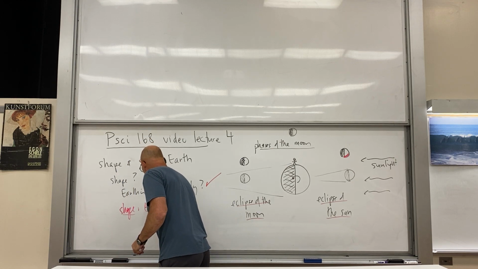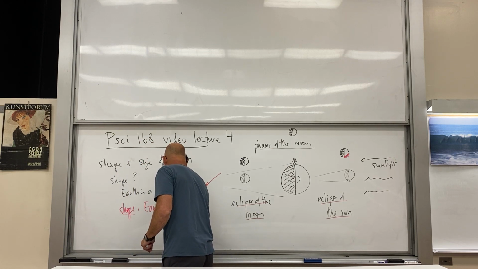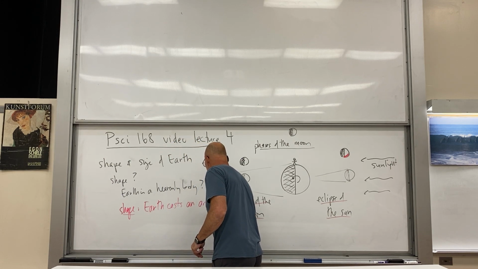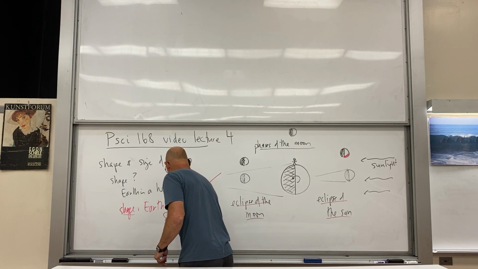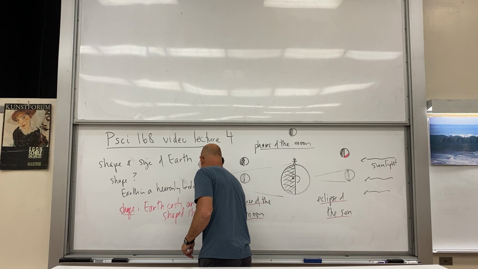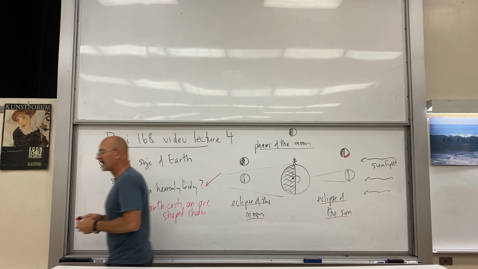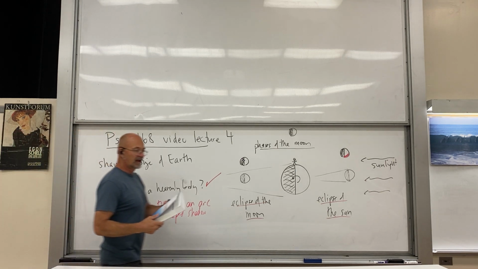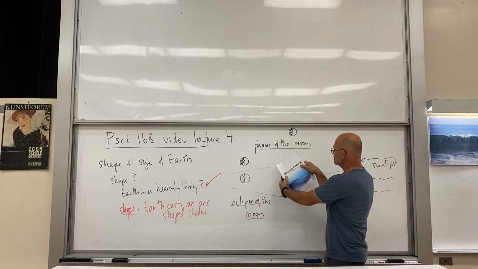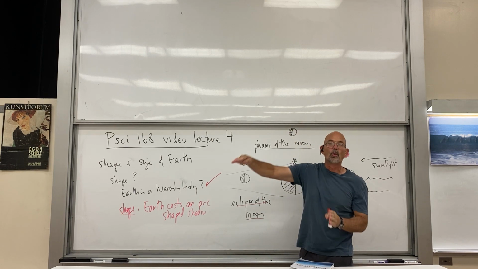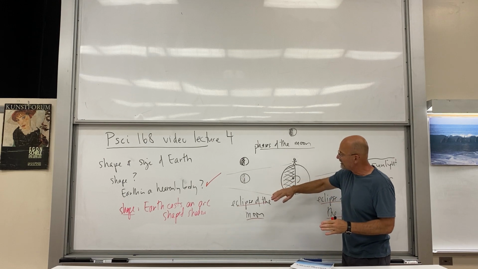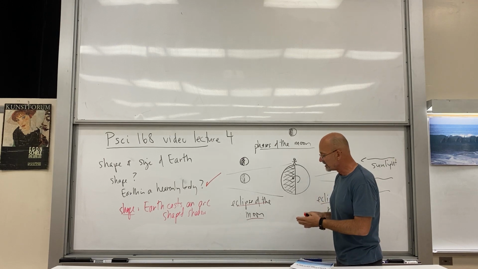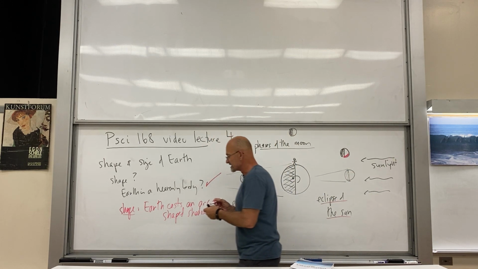Earth casts an arc-shaped shadow. This is an observation that was made a long time ago. An arc-shaped shadow. If the Earth were shaped like a book, then when it cast a shadow on the moon, the shadow on the moon would have a corner. But the shadow that's cast on the moon as the moon passes through the Earth's shadow is always arc-shaped. So that's one of the arguments for the sphericity.